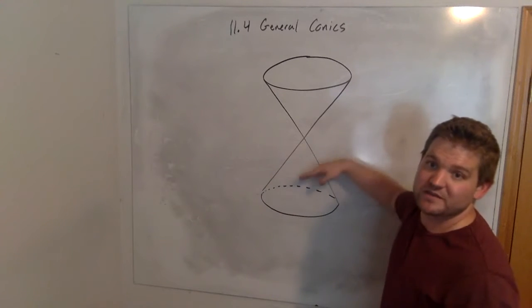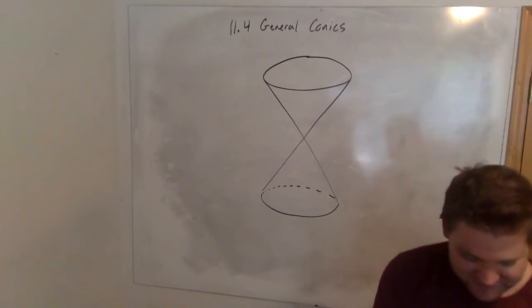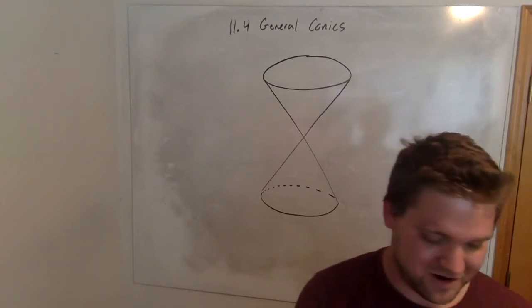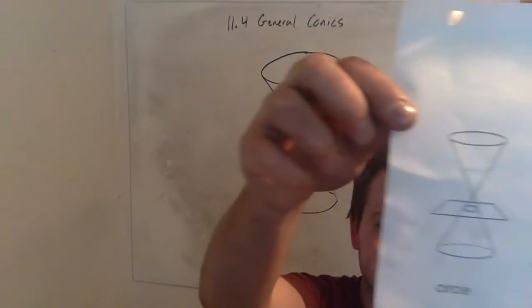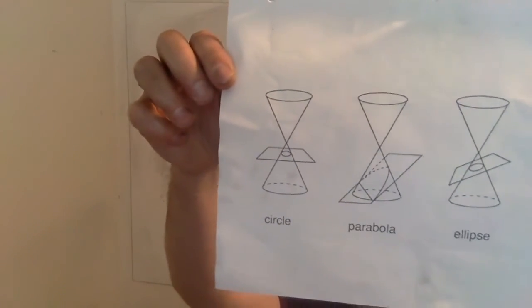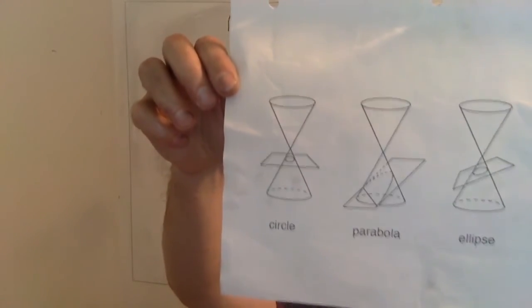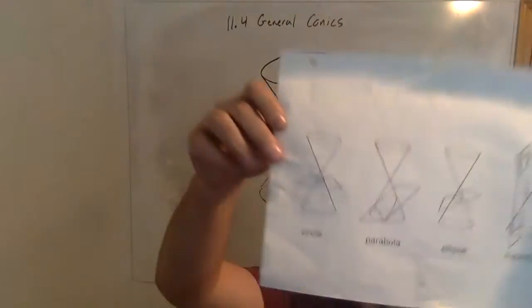What kind of shape will we get there? Well, in that case, we're going to get our third conic. We get our third conic. We're going to get the ellipse. Pretty cool. Okay.